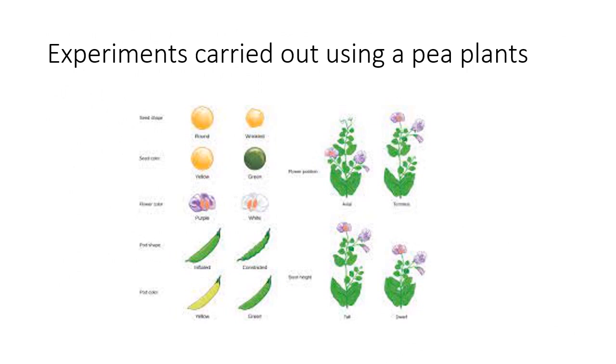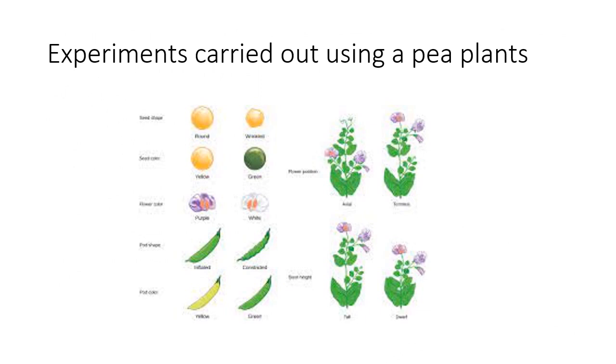Each of these characters has two different forms of traits. Under seed shape, we have round shape and wrinkled shape. Under seed color, we have yellow seeds and green seeds. Under flower color, we have purple flowers and white flowers.